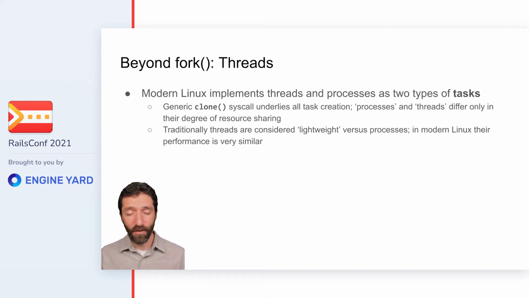In modern Linux, threads and processes are actually two types of tasks. There's a more abstract, generic clone call that underlies all task creation, and both processes and threads differ only in their degree of resource sharing. So while traditionally threads are considered lightweight versus processes, in modern Linux, their performance is actually very similar since they share a good chunk of implementation under the hood. And they both share the same exact scheduler. They're scheduled exactly the same.